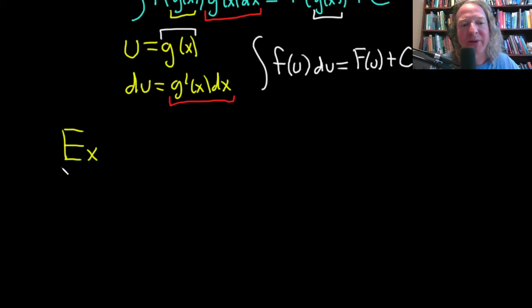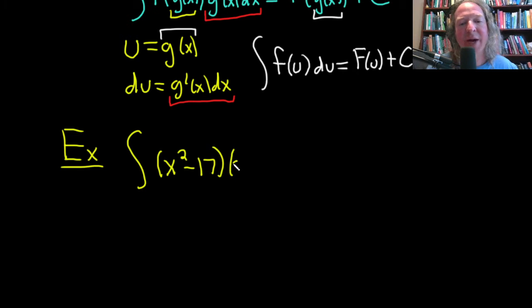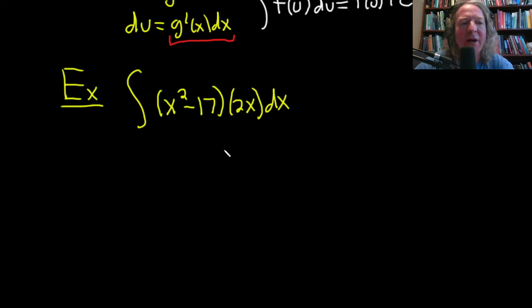So let's try something like this. Say we have the indefinite integral of, now this one's a toy example. I want to emphasize that. It's going to be x squared minus 17 times 2x dx. And I say it's a toy example because it's going to be very easy. There's not going to be any manipulation involved, nothing really tough. So let's go ahead and work through this solution.